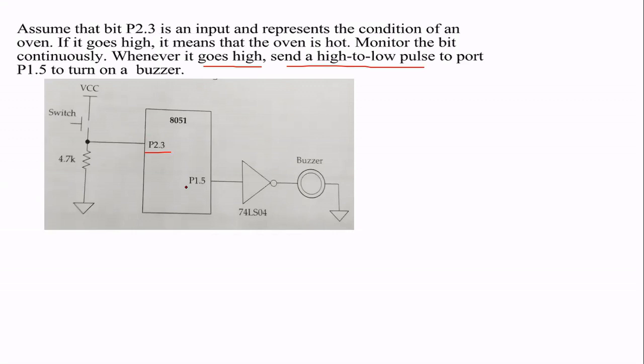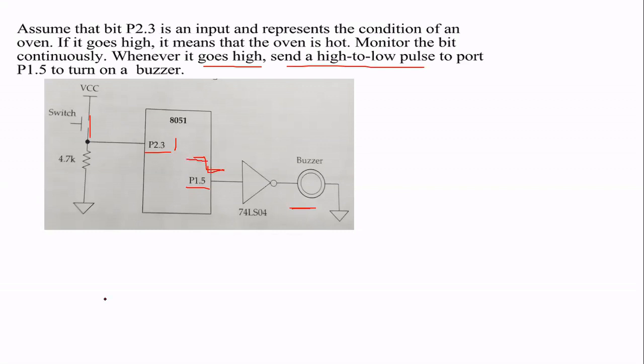We have connected a buzzer to pin P1.5. If this bit, P2.3, where the status of the oven is read, is high, then we need to send a high to low pulse on this pin, which is P1.5. So in order to know the status of the oven, a switch is connected. Whenever the pin P2.3 becomes high, we need to send a high to low pulse to P1.5 where a buzzer is connected, right?